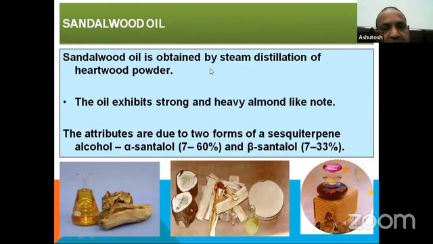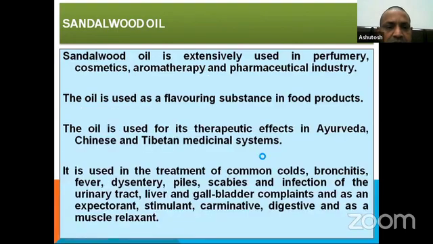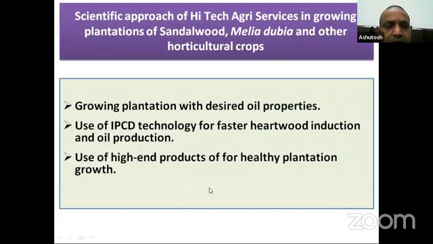Sandalwood oil has a beautiful odor. It has a very good smell, which is used in various perfumery industries. It is also used in the cosmetic industry. The wood powder is used as a face pack, and various other cosmetic products are being produced. And in Chinese, Tibetan and Ayurvedic systems of medicine, it is used for anti-cancerous properties.